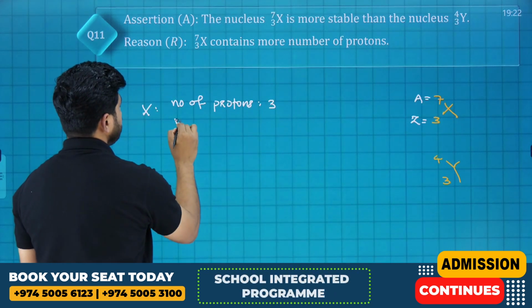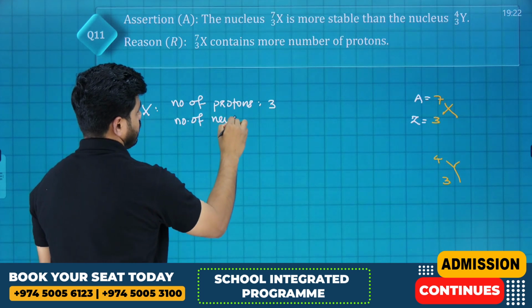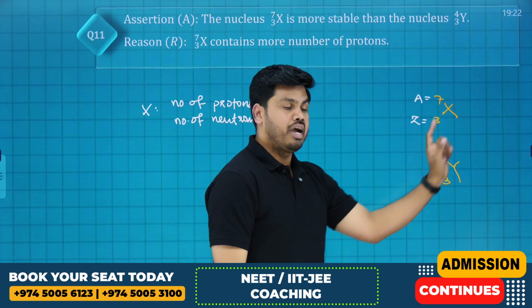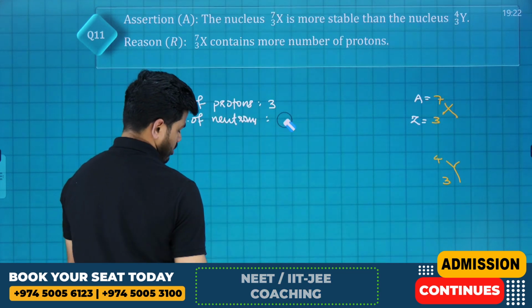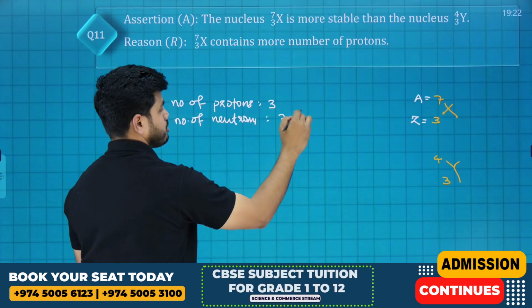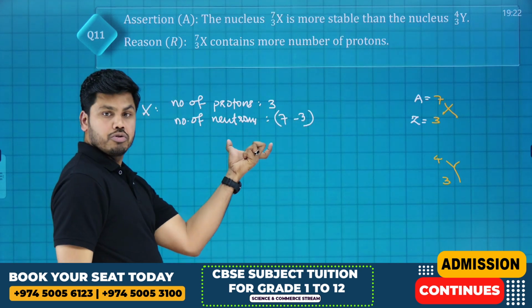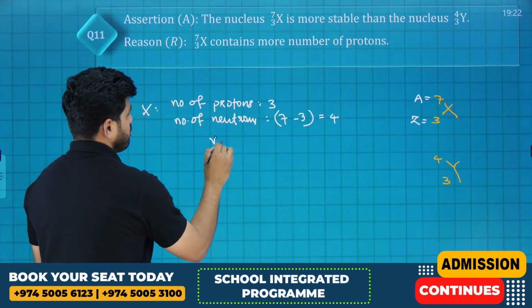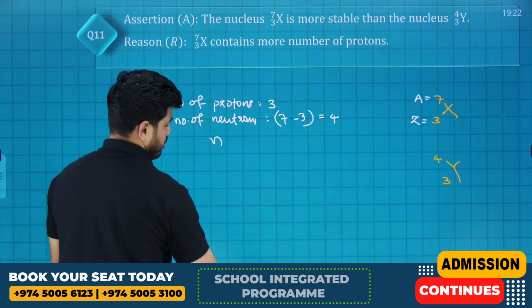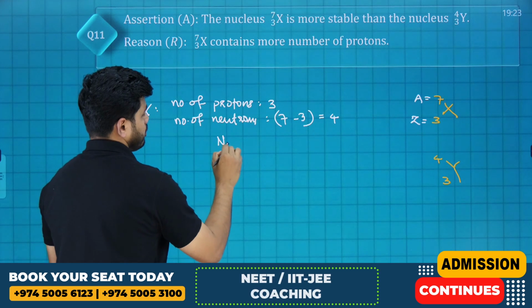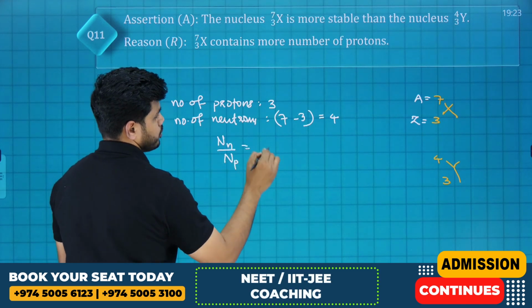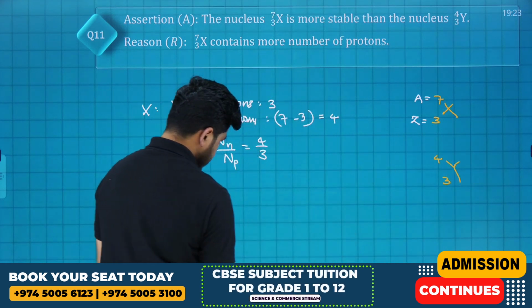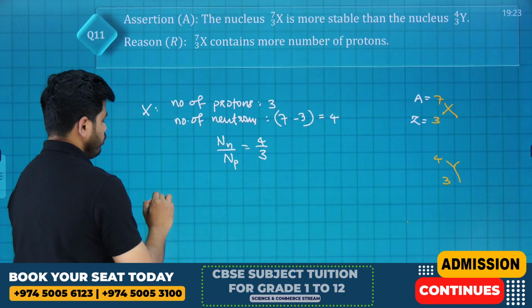And what is the number of neutrons in that particular nucleus? Number of neutrons is equal to 4, correct? Because 7 minus 3. From the total number of nucleons, we subtract the number of protons. That is how we find the number of neutrons, right? A minus Z, and that is going to be 4. Then, what is the neutron to proton ratio? It is going to be 4 by 3 for the first one, correct? 4 by 3. Now check the second element given, that is Y.